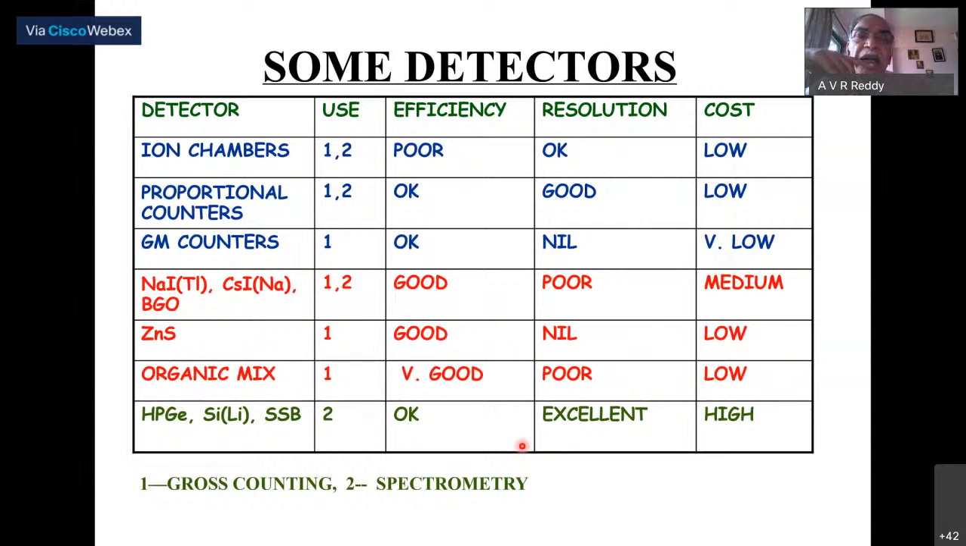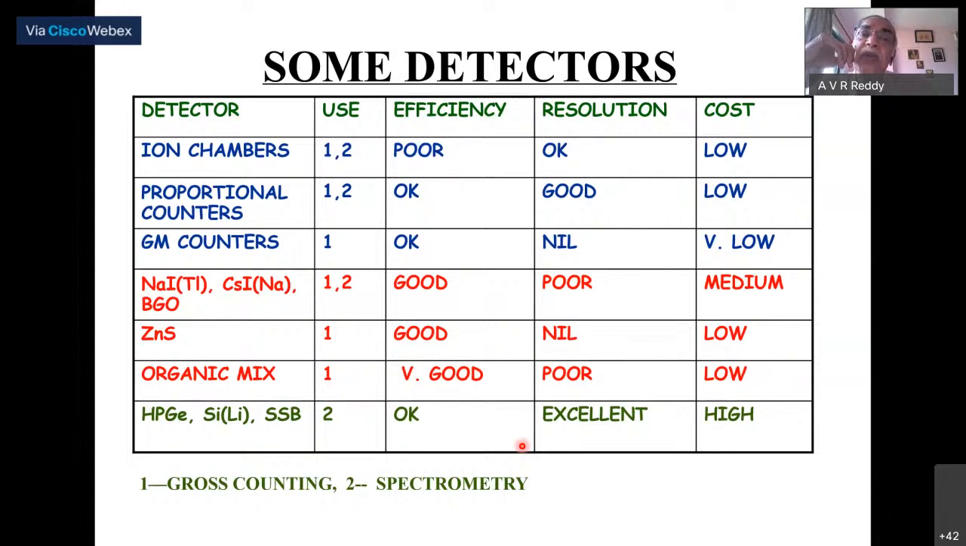Zinc sulfide is one of the oldest scintillation detectors. A paste is made, and a screen can be painted with it and used as a detector. This is exactly for gross counting, and efficiency is very good. Again, resolution is nil because there is no differentiation between the radiations, and price is low.